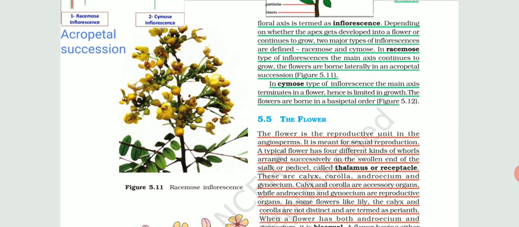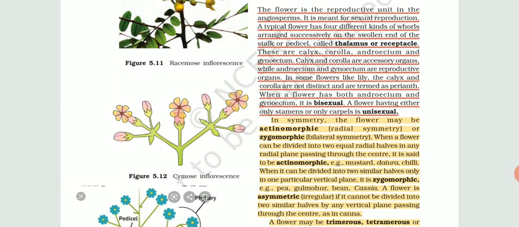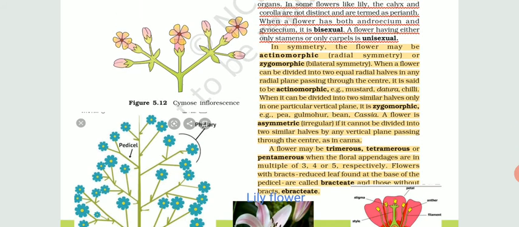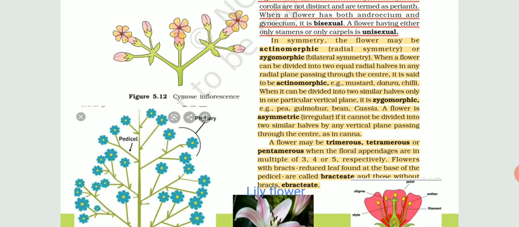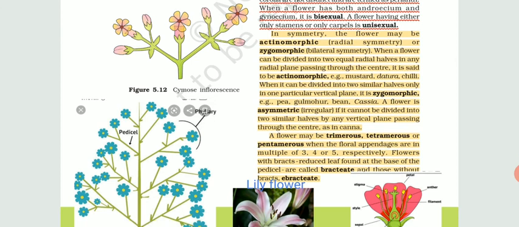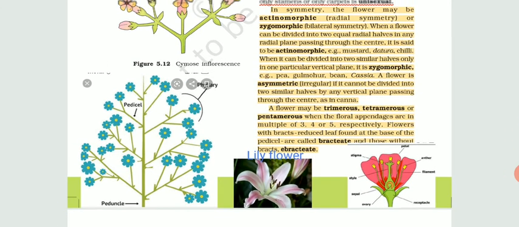Figure 5.11 is showing racemose inflorescence, where the main axis continues growing. We can say unlimited growth takes place in these kinds of plants, and flowers are always borne laterally. In the case of cymose, figure 5.12, you can see that every floral axis is terminating into a flower, so the floral axis cannot grow continuously and is always shorter in length, meaning limited growth is found in the cymose inflorescence.